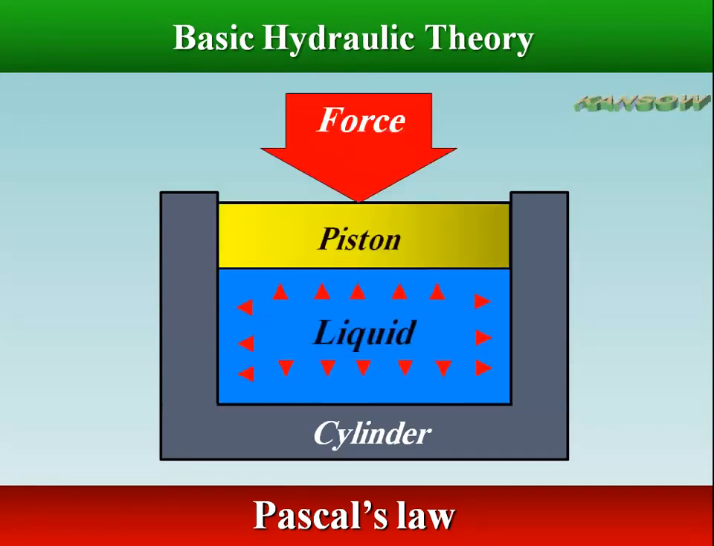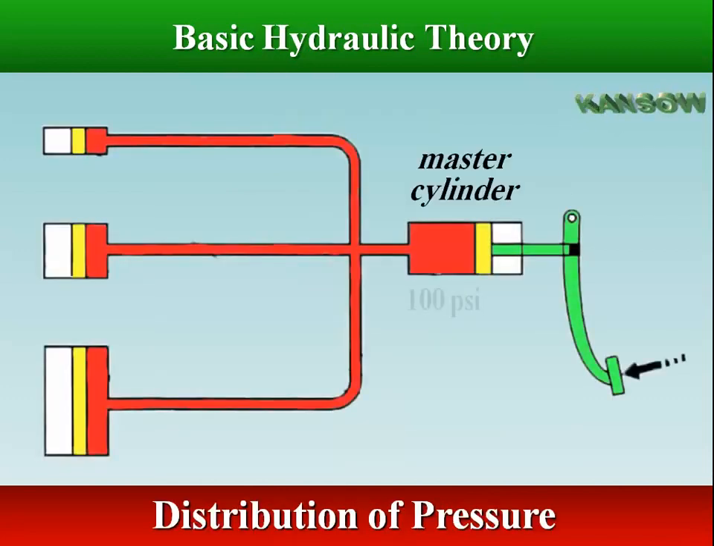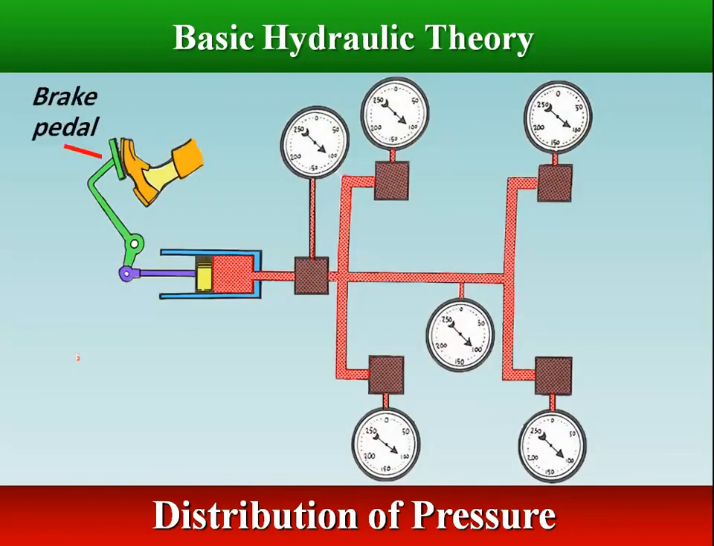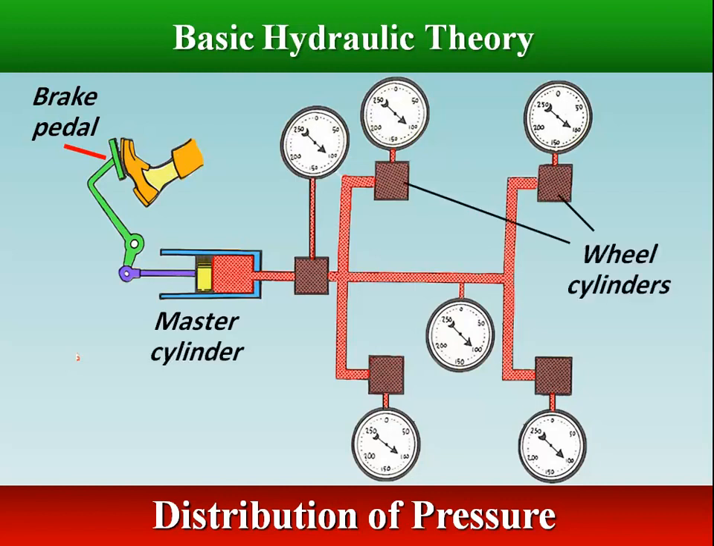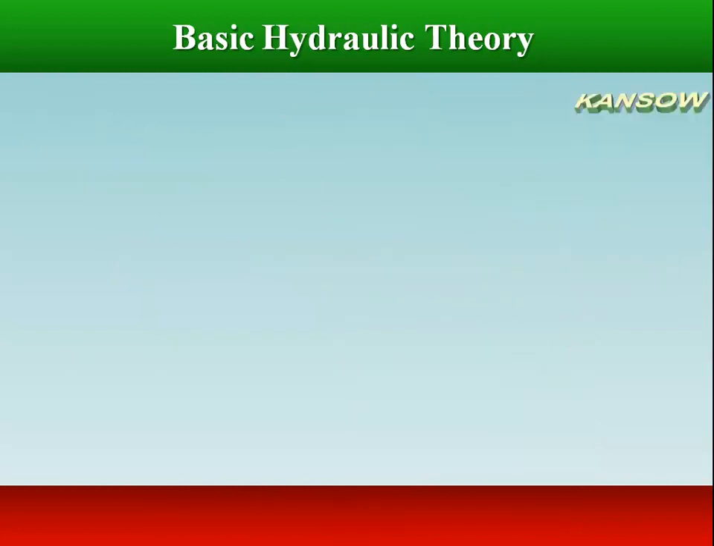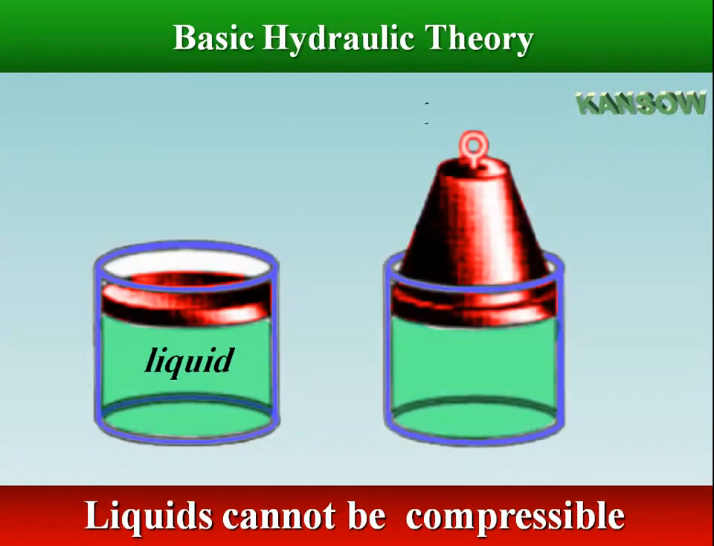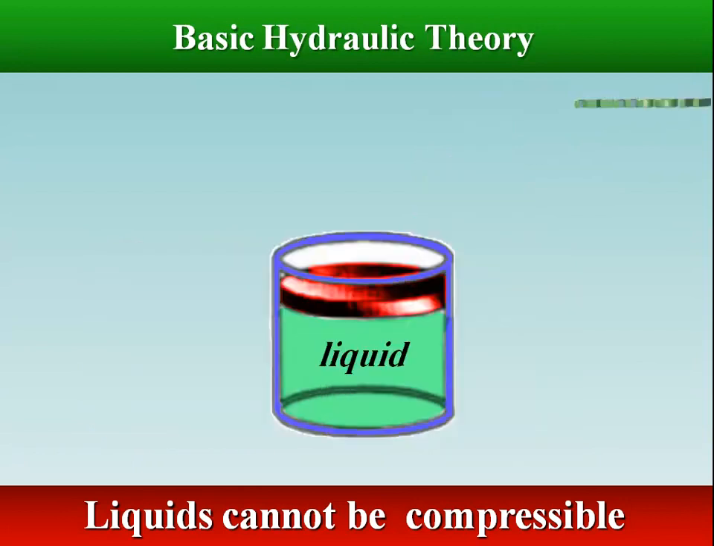Pascal's law states that pressure applied anywhere to an enclosed body of fluid is transmitted equally to all parts of the fluid. In other words, 100 pounds per square inch, psi, generated at the master cylinder is the same at each wheel cylinder, as well as anywhere within a static system. Another important distinction to make is that liquids cannot be compressed, whereas air is compressible.